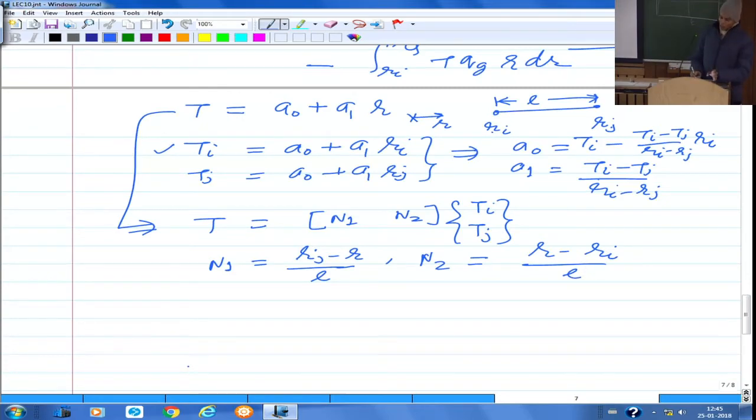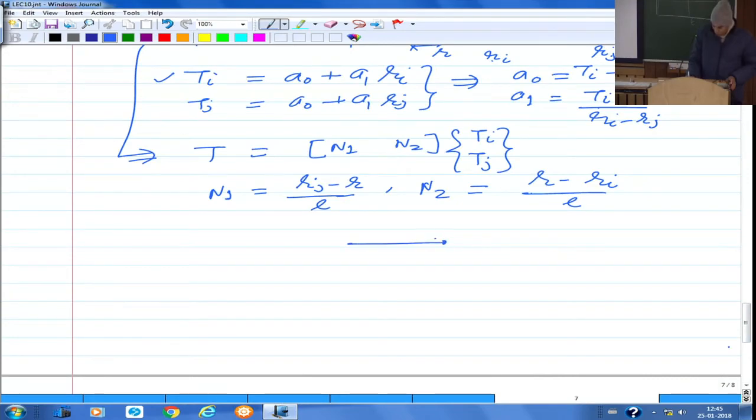Again the property is that n1 should be unity at the first node and 0 at the second node. So for the first node R is equal to Ri, so Rj minus Ri, which is L, so L by L is unity, and at R equal to Rj, n1 is 0. So n1 is unity at the first node, 0 at the second node. Similarly, if you look at the second shape function, if I put R equal to Ri, it's 0. So n2 is 0 at the first node, and if I put R equal to Rj, it is unity. This is the same property which we said.